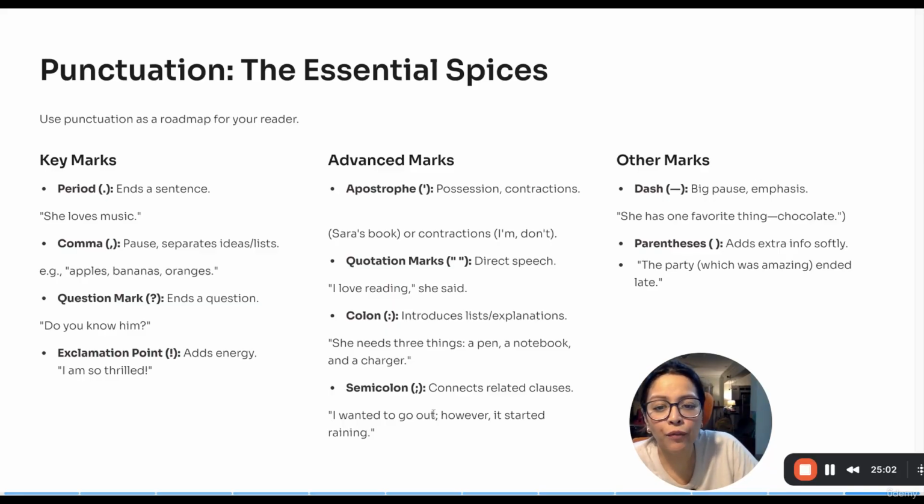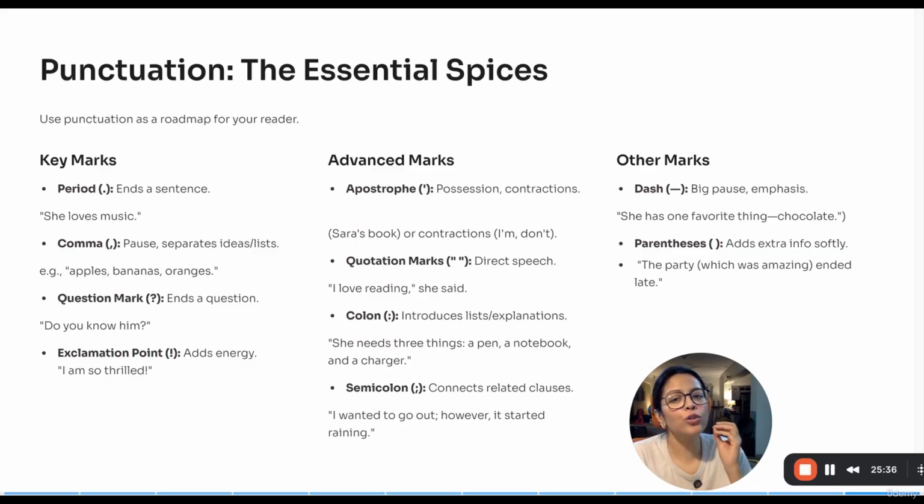For example, I wanted to go out; however, it started raining. Now, if we replace this semicolon with a full stop, it'll still make sense. Both these sentences would make sense and they will stand on their own. I wanted to go out, full stop. However, it started raining, full stop. So it makes sense. That means whenever you want to join two sentences which can stand on their own, use a semicolon. Finally, we have dash and we have parenthesis.